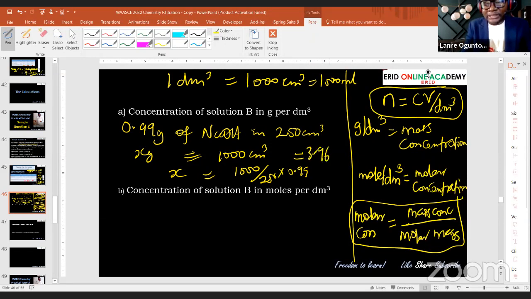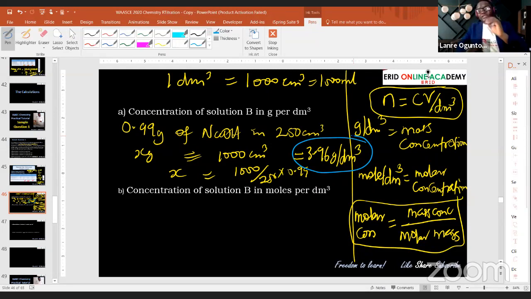3.96 grams, okay, per dm cube. Grams per dm cube. This your unit is very important. Grams per what? Per dm cube. So 3.96 grams per dm cube of sodium hydroxide. That is what we have. That is exactly what we have there. Okay, so we have gotten that now.